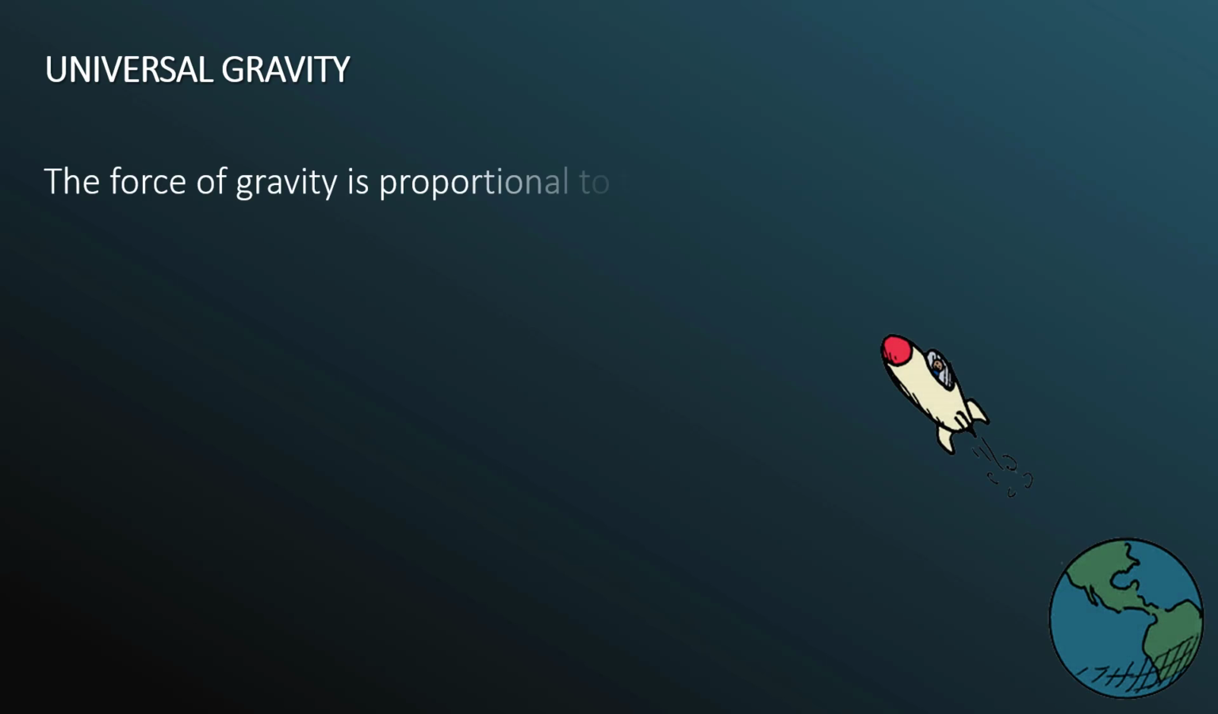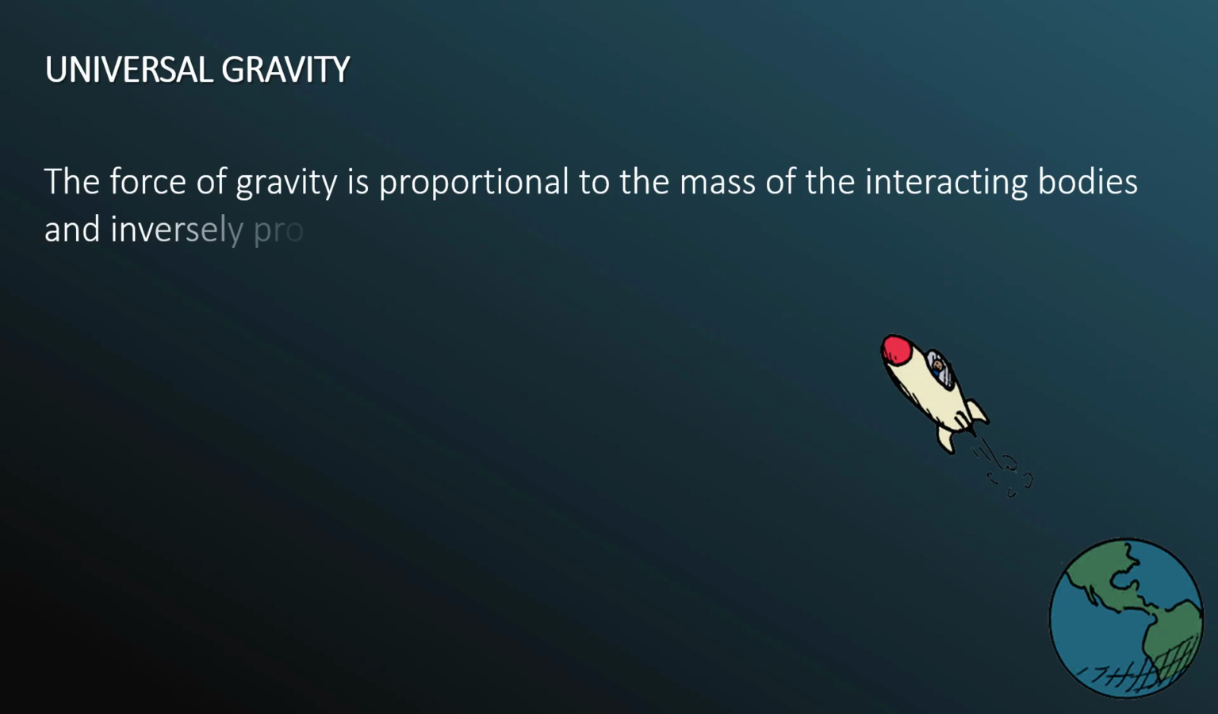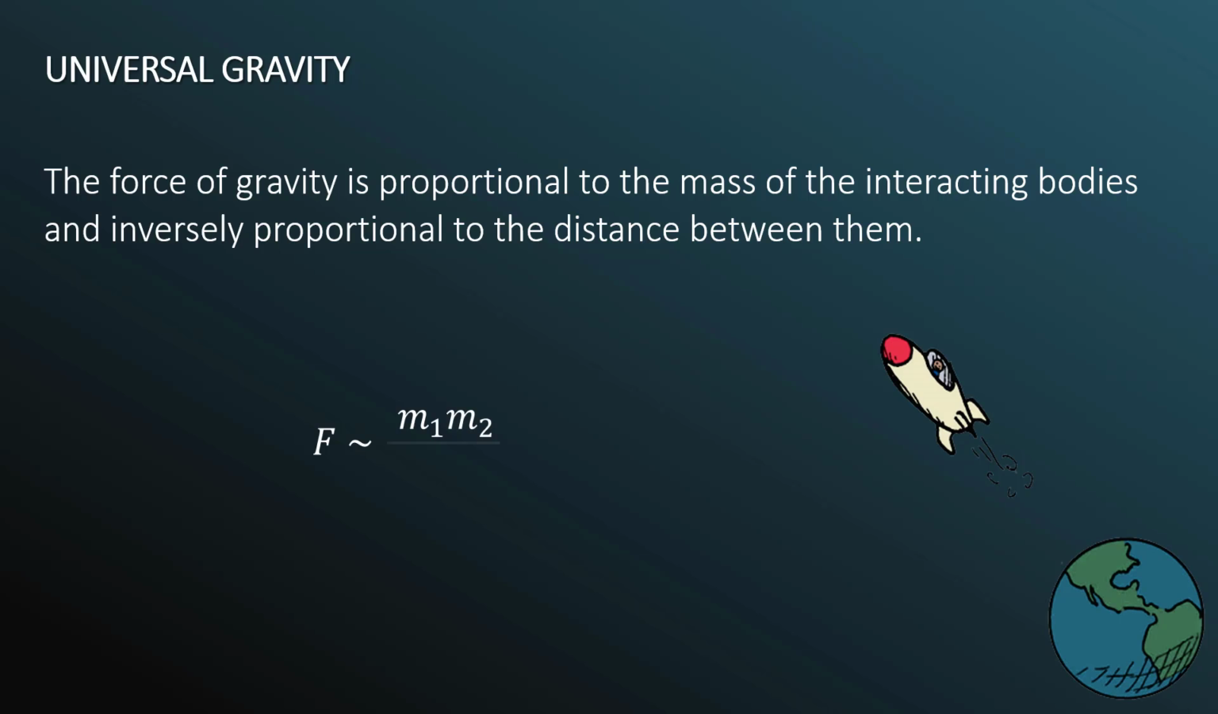The force of gravity is proportional to the mass of the interacting bodies and inversely proportional to the distance between them. Mathematically, this is written like this: F is proportional to m1 times m2 divided by r squared. In the textbook, r is written as d, but both denote distance.